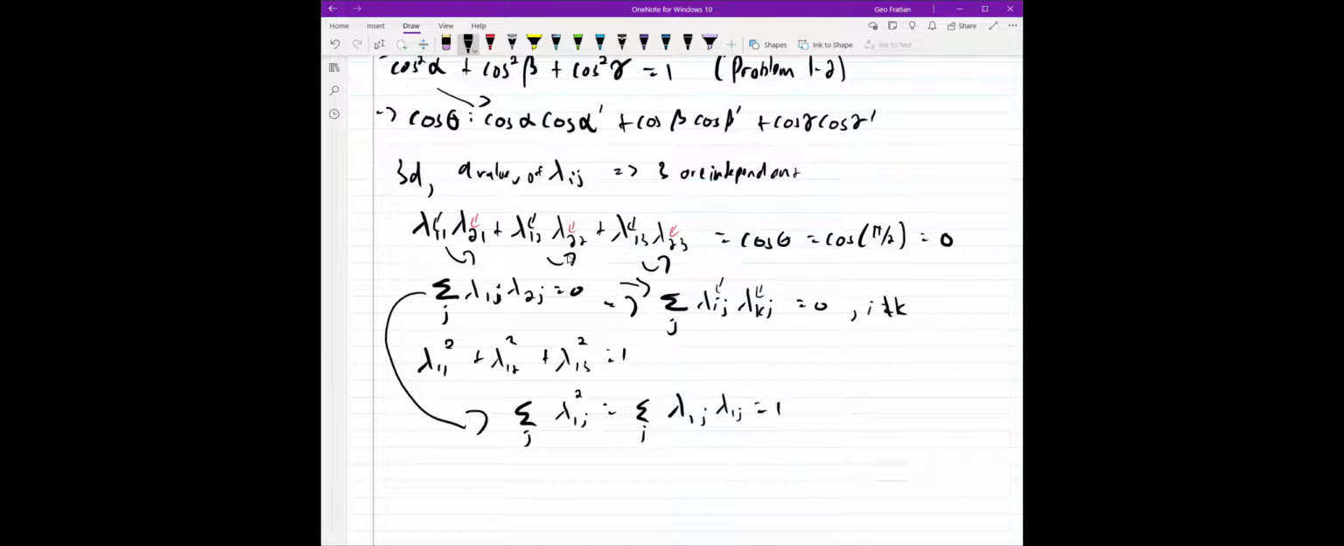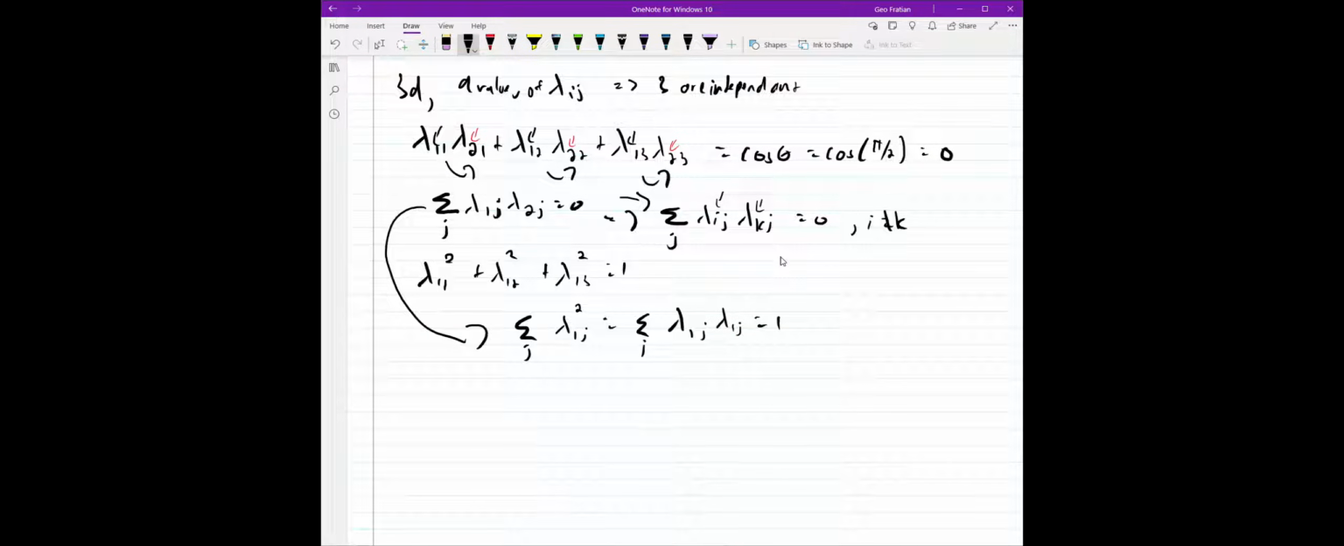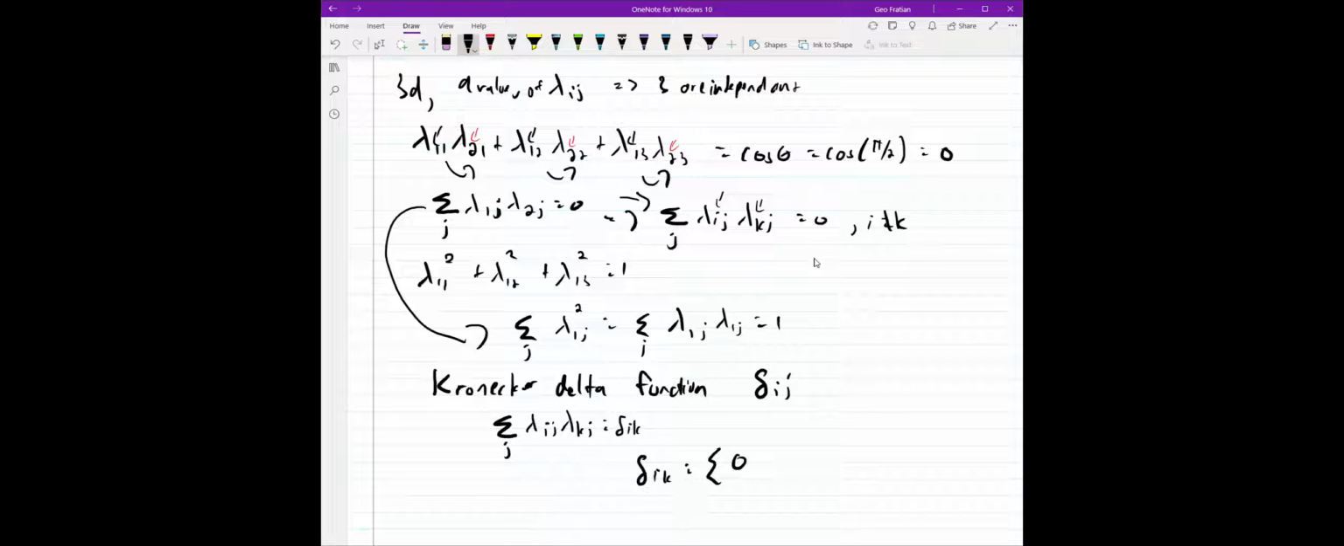And now this is a bunch of math, but if you've taken other physics classes before, you might have heard of the Kronecker delta function. I don't know if function is the right word, they call it a symbol, I always thought it was a function, but oh well. It's delta ik, and it's not really defined, this is just how they write it: the sum over j of lambda ij, lambda kj is equal to delta ik, where delta ik is equal to 0 or 1, depending on if i does not equal k, and if i equals k.